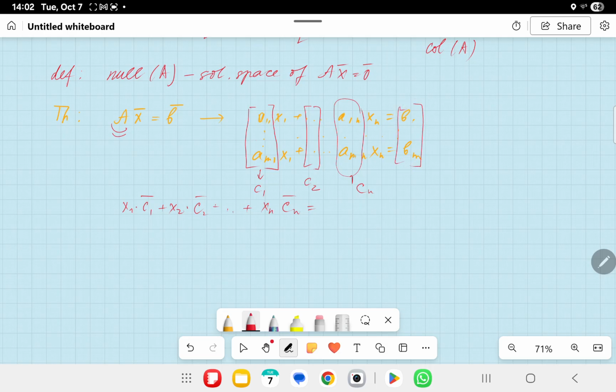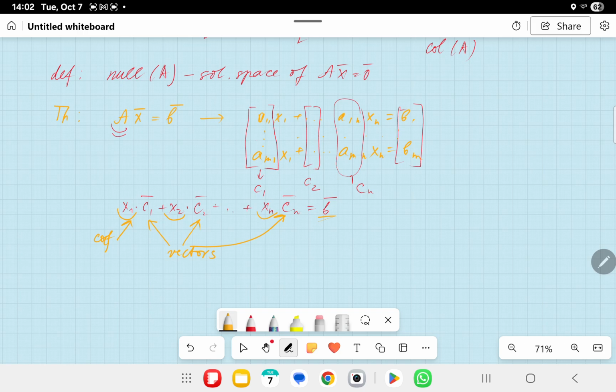That's a similar vector to these vectors. What we see, guys, if we look from the point of view of linear combination, is that we have a linear combination of vectors C1, C2, and Cn with coefficients. These are coefficients, and these are vectors. And it looks like vector B is a linear combination of column vectors.